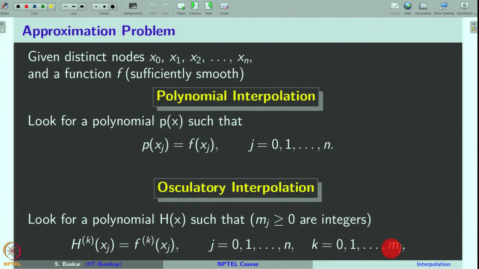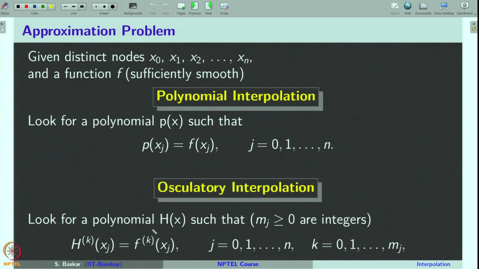let us denote it by mj for each j, we will demand that the value of the derivative of the polynomial should coincide with the value of the corresponding derivative of the given function at the node point xj. So, this is what we will demand, and at every node point we may have a different order of smoothness included in this condition. This is a general problem that we pose, and we will ask the question whether we can find such a polynomial for a given set of n plus 1 nodes.